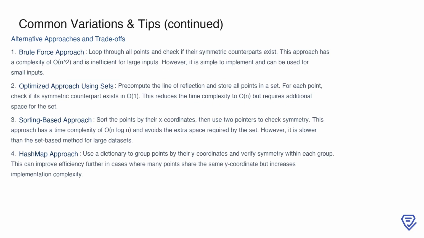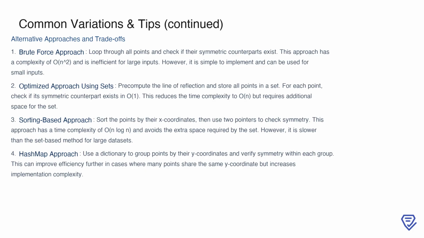Finally, let's examine some alternative approaches and their trade-offs. A brute force approach involves looping through all points and checking if their symmetric counterparts exist. While this is simple to implement, it has a time complexity of O(n²) and is impractical for large inputs. A more efficient method uses sets to pre-compute the line of reflection and store points, allowing you to check for symmetric counterparts in O(1) time per point. This reduces the overall complexity to O(n), but requires additional space for the set.